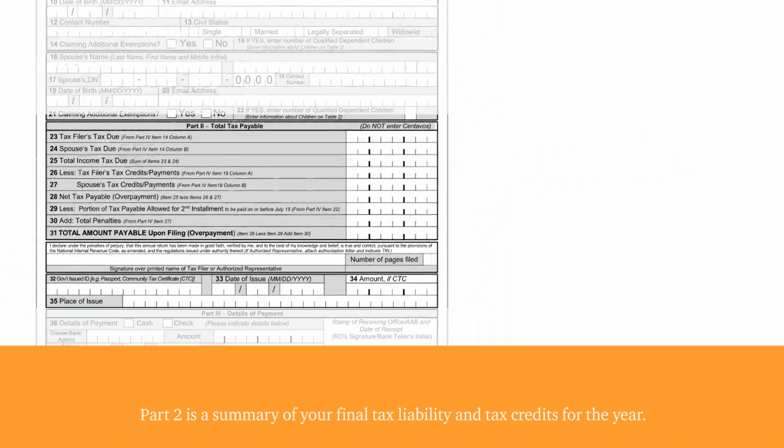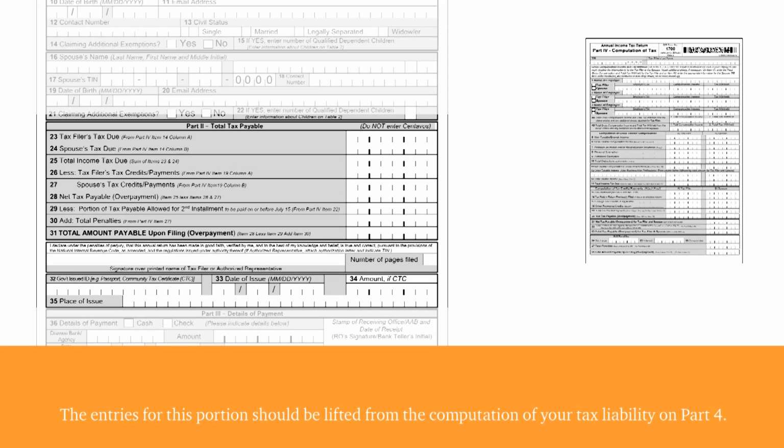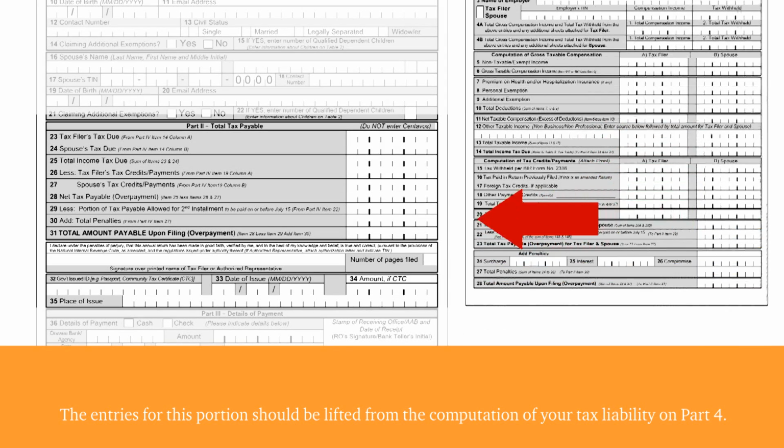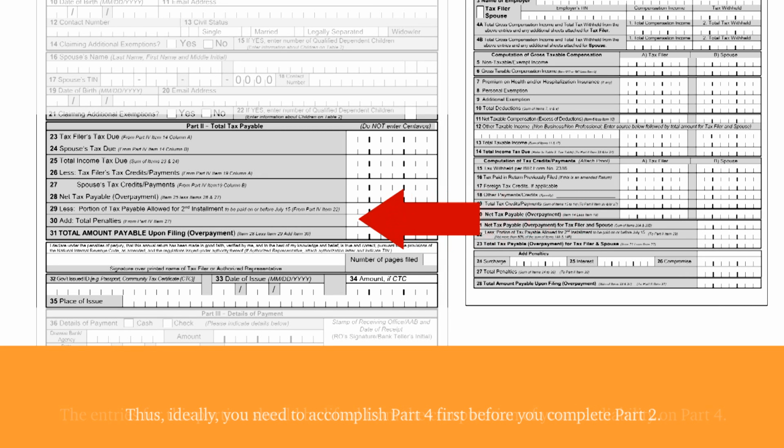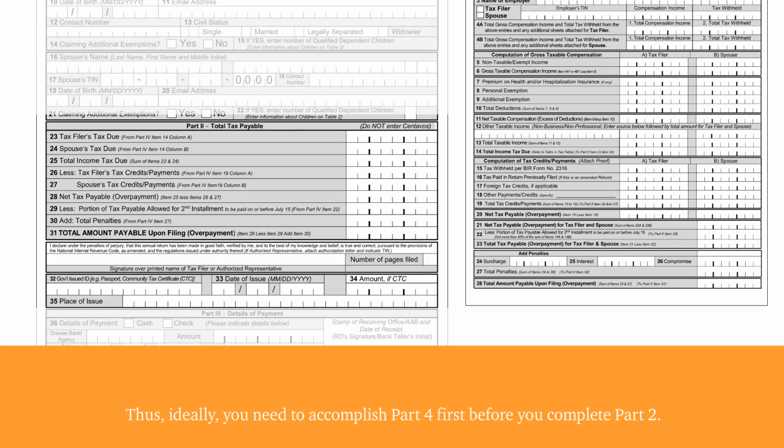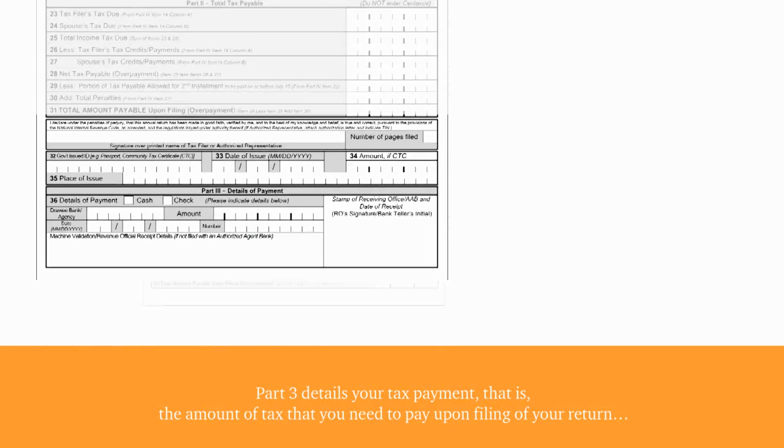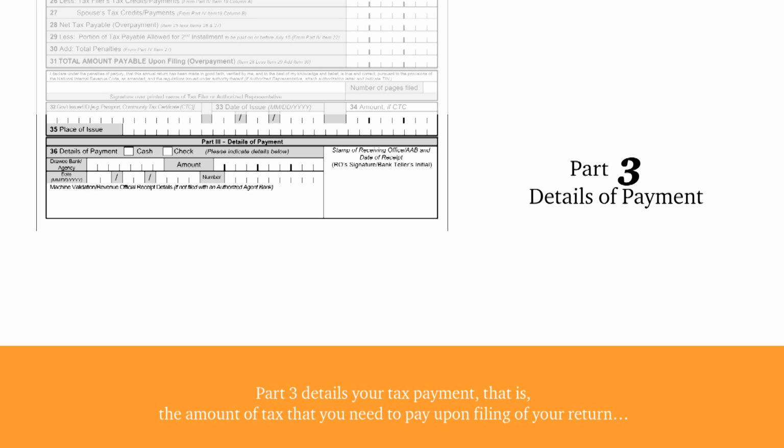Part 2 is a summary of your final tax liability and tax credits for the year. The entries for this portion should be lifted from the computation of your tax liability on Part 4. Thus, ideally, you need to accomplish Part 4 first before you complete Part 2. Part 3 details your tax payment. That is, the amount of tax that you need to pay upon filing of your return and the mode by which you intend to settle the same.